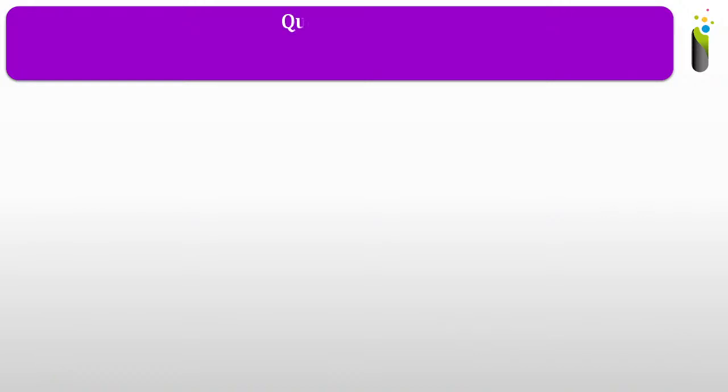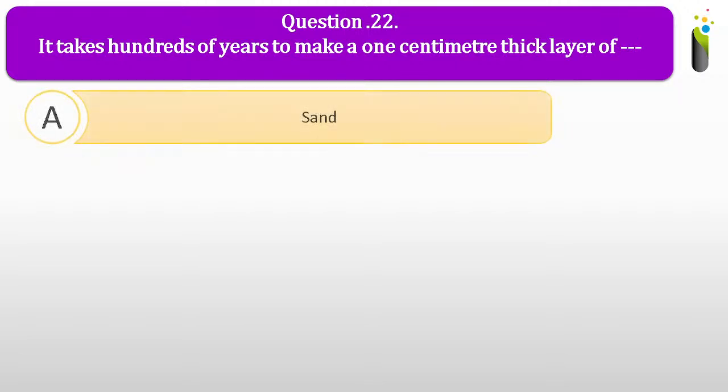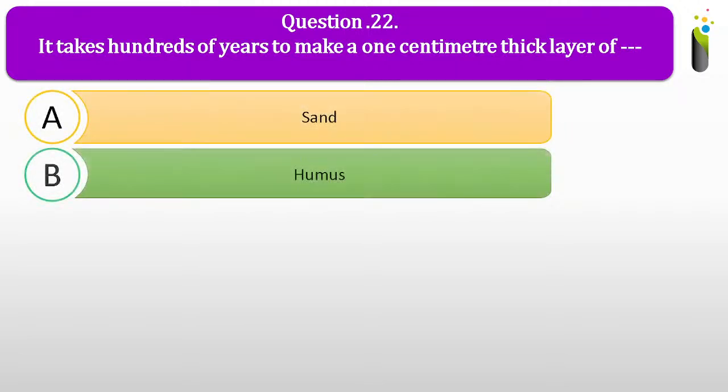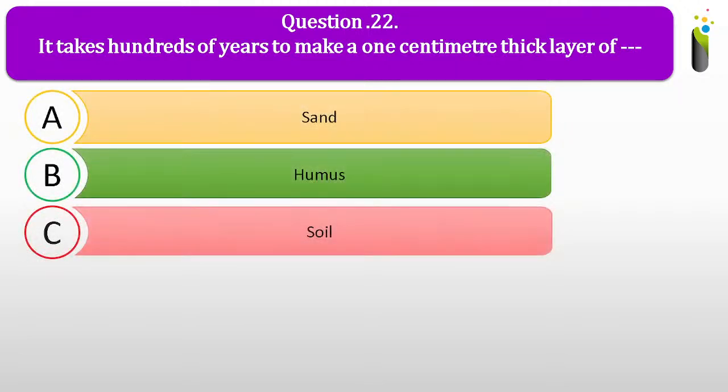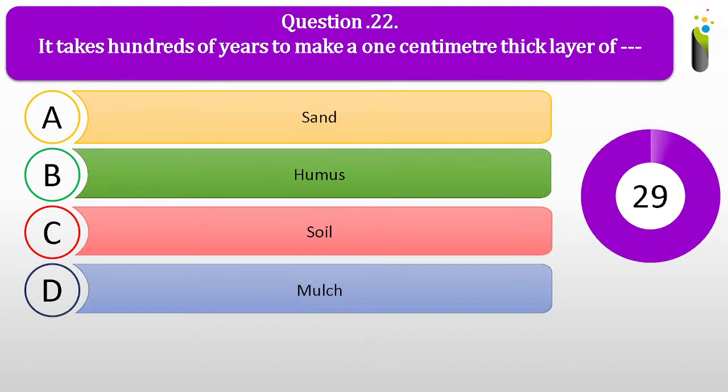Going ahead to question number 22. It takes hundreds of years to make a 1 centimeter thick layer of dash. And your options are A. Sand, B. Humus, C. Soil, D. Mulch. And your time starts now. Quite an easier question to answer.